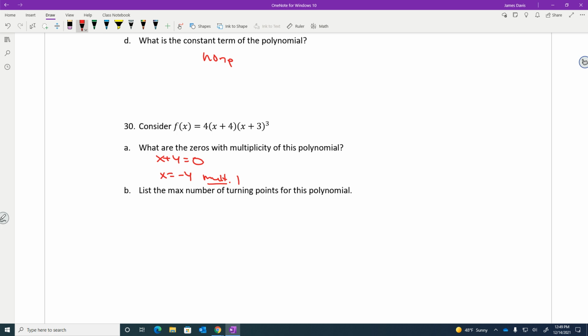And then this one could be x equals -3 to solve it. And then its multiplicity is 3 because the power out there is the third power. So the multiplicity is how many times it's repeated. This root is repeated 3 times, so its multiplicity is 3.